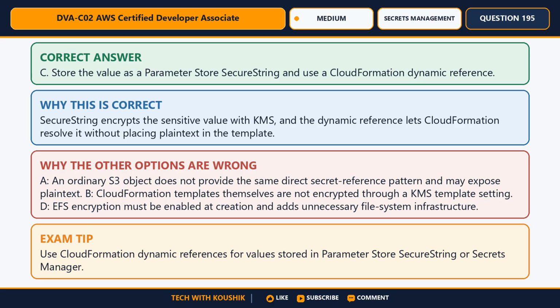Why are the other options not correct? A. An ordinary S3 object does not provide the same direct secret reference pattern and may expose plaintext. B. CloudFormation templates themselves are not encrypted through a KMS template setting. D. EFS encryption must be enabled at creation and adds unnecessary file system infrastructure. Exam tip. Use CloudFormation dynamic references for values stored in Parameter Store secure string or Secrets Manager.